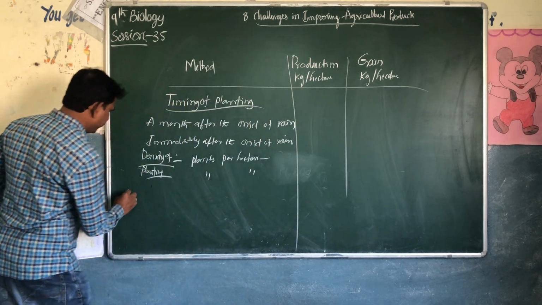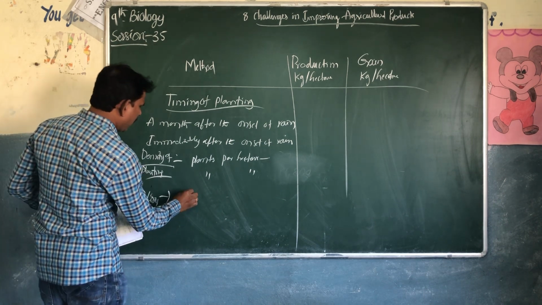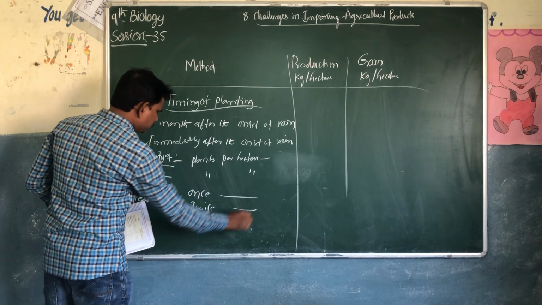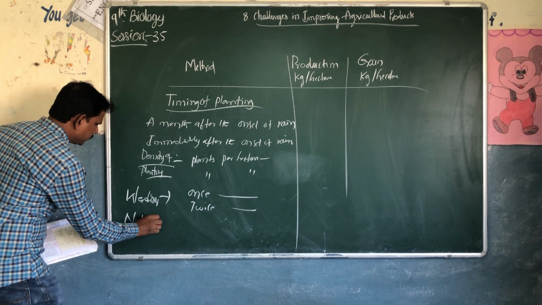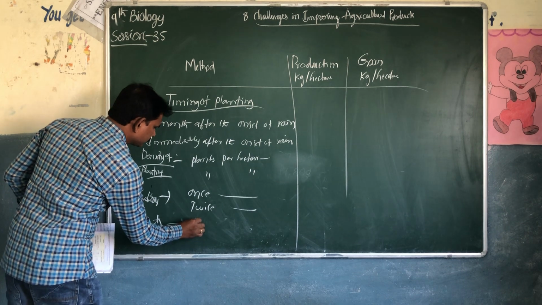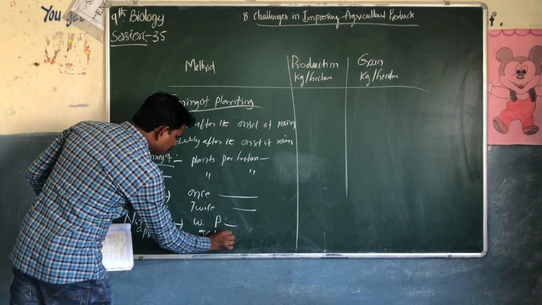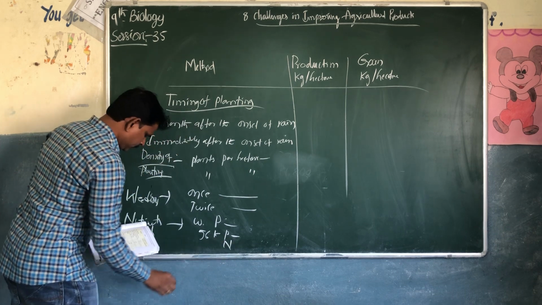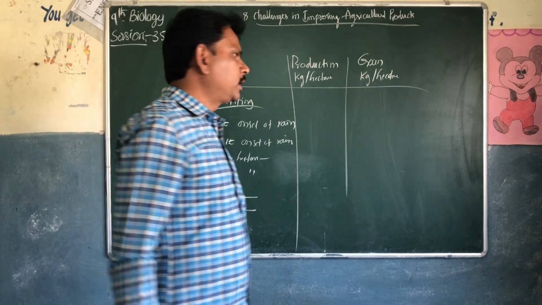Next one is weeding: once or twice. Nutrients application: without phosphorus or with 56 kg of phosphorus; without nitrogen or with 78 kg of nitrogen. This is the table they have given.